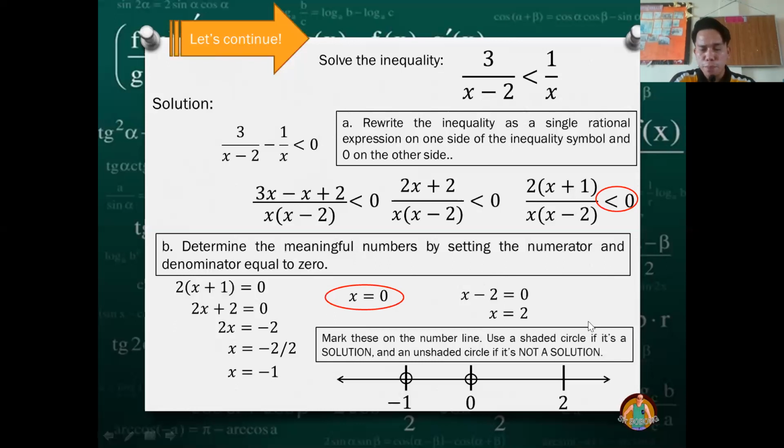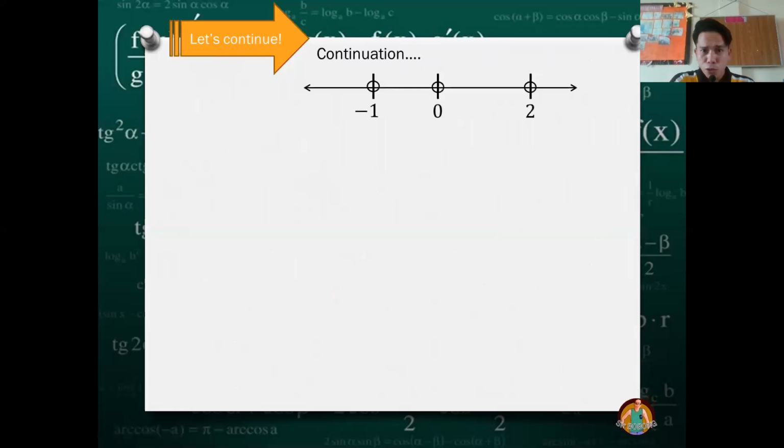Next, yung 2 naman. So kapag yung 2, sa denominator tayo mag-focus. So for example, palitan natin ng 2. 2 minus 2 is 0. 0 times 2 is 0. So 0 ulit yung kanyang denominator. So undefined pa rin. So 2 is still not part of the solution. Okay? So unshaded circle silang lahat. Okay? Sige. Next. Continue tayo.